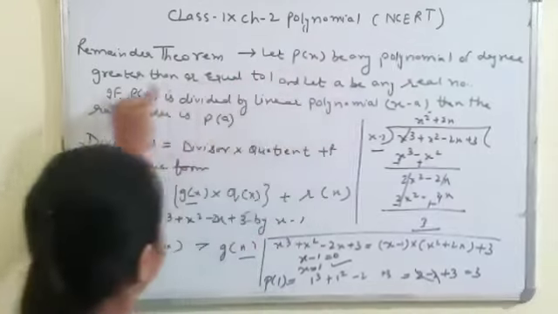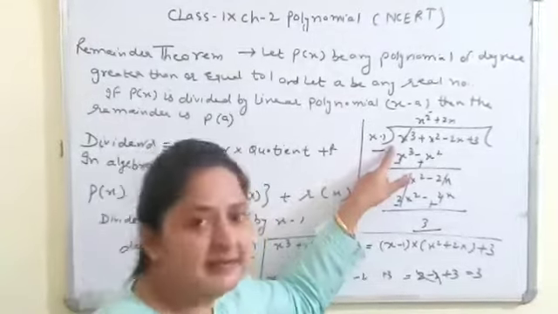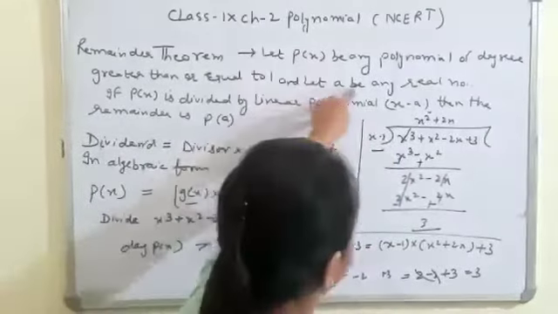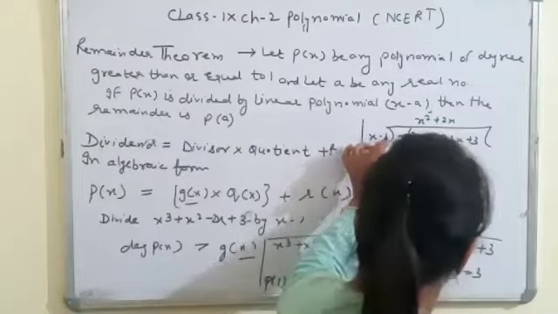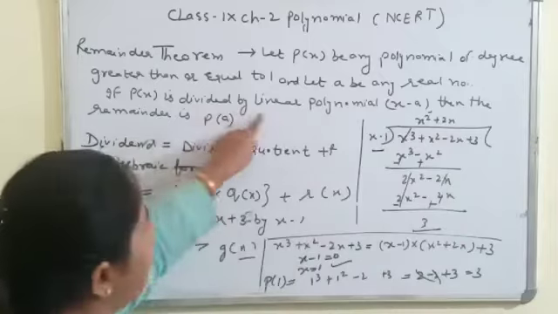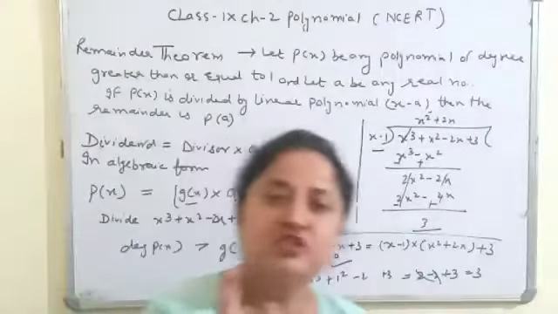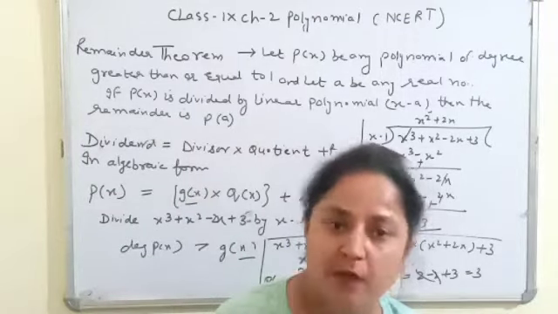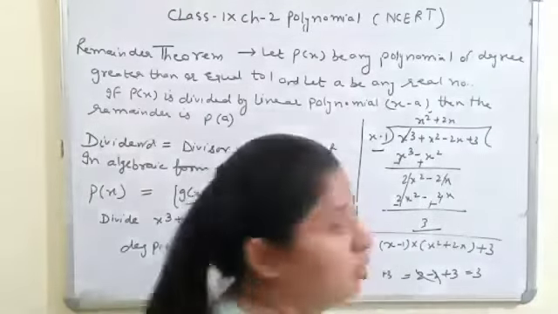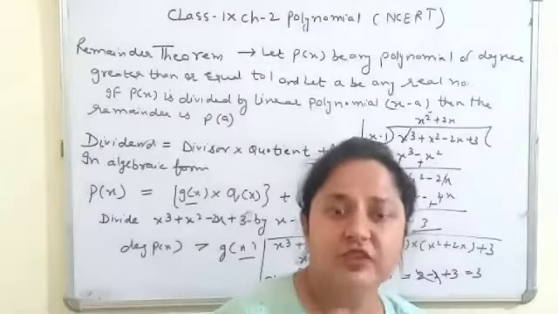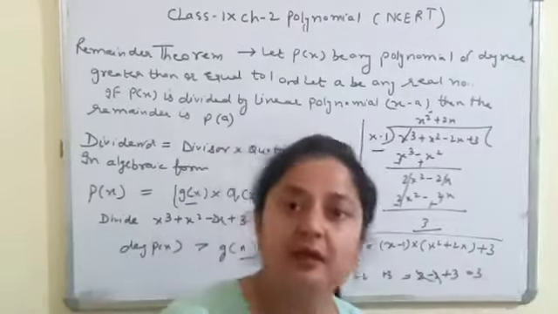P(x) is a polynomial of degree greater than or equal to 1. In this example we have already taken a polynomial of degree greater than or equal to 1. Here a is a real number, and 1 is playing the role of a. If p(x) is divided by the linear polynomial x minus 1, the condition is that the divisor should be a linear polynomial. The main condition is that we can apply the remainder theorem only when the divisor is a linear polynomial.